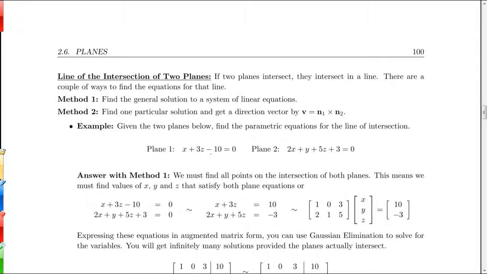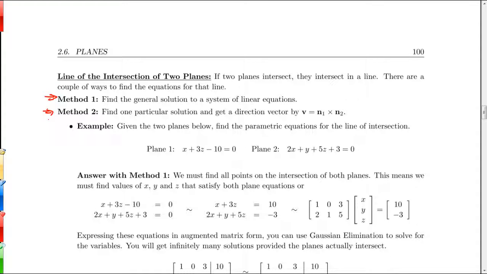Okay, so here we are, 2.6, the line of intersection of two planes. So this starts the new material. And there's actually a couple of ways to do this. I'm going to show you both ways.